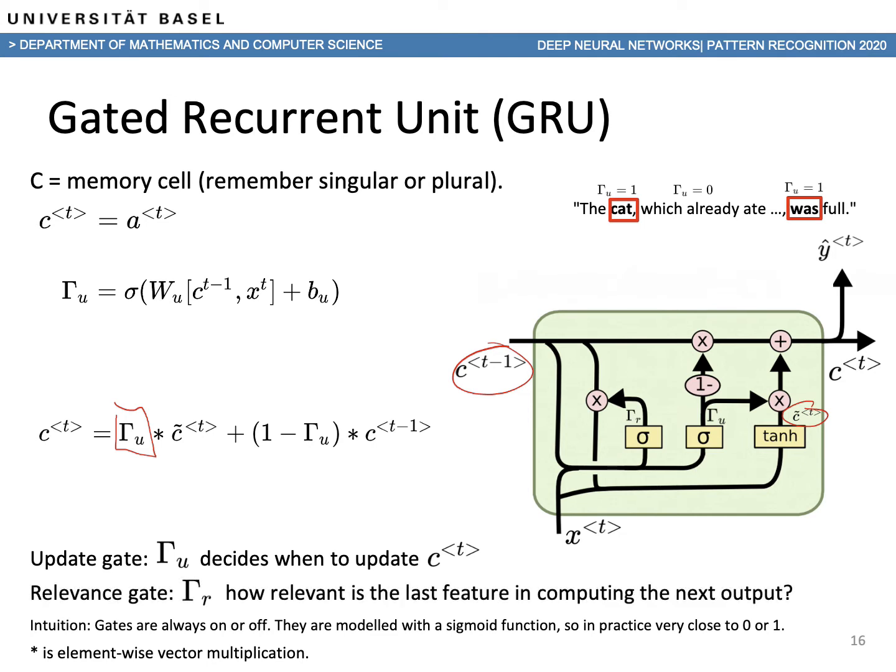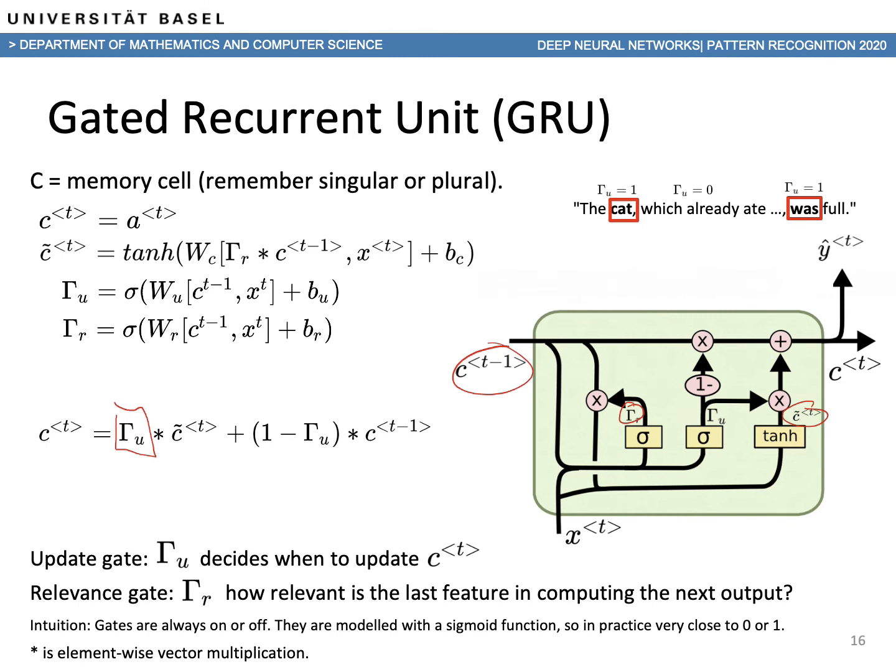And then there's another gate relevant here, which opens depending on how relevant the last feature is in computing the next output. And the computation of this gated cell here is also shown in the slide here. This is just some intuition about how these gates are updated. Obviously these gates here have a lot of weights to them, which is what we are updating given our whole data set.